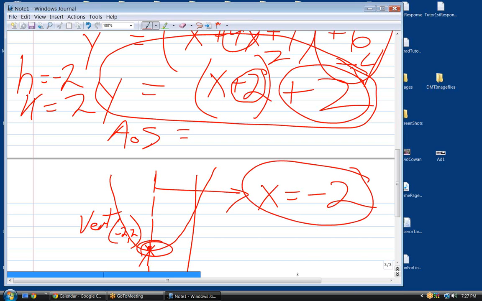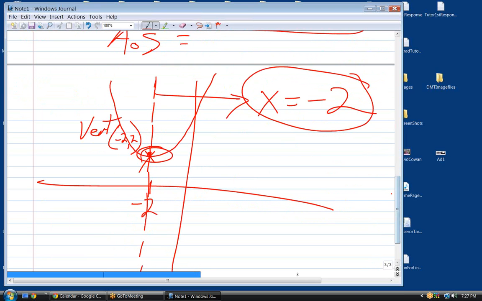What else did they want? They wanted to graph it. Okay, well, we graphed it right there. Are there any x-intercepts? No. What does that mean, the fact that it doesn't have an x-intercept? That it doesn't cross the x-axis means there are no real zeros.